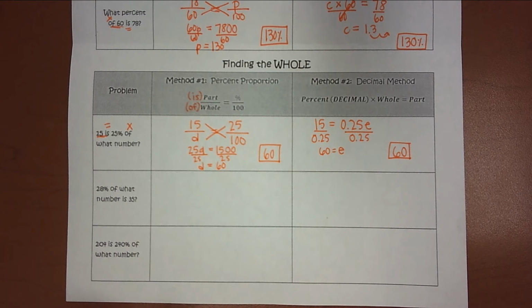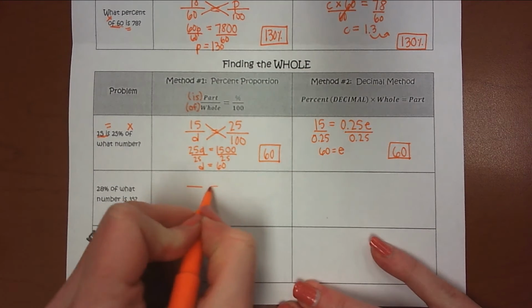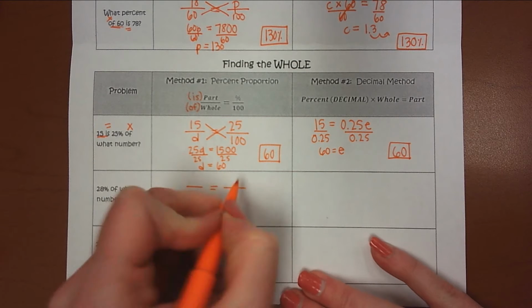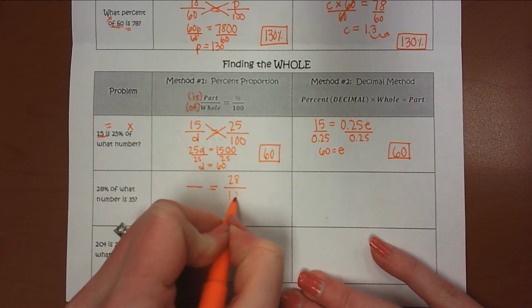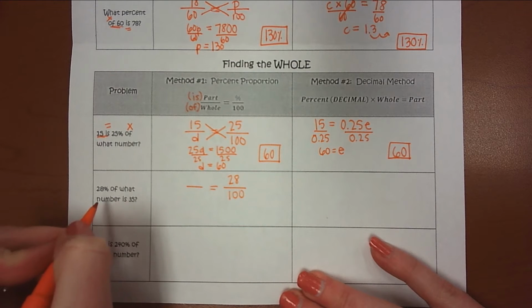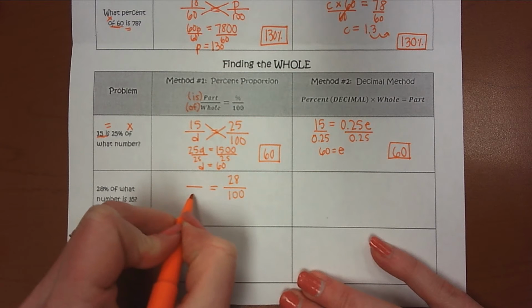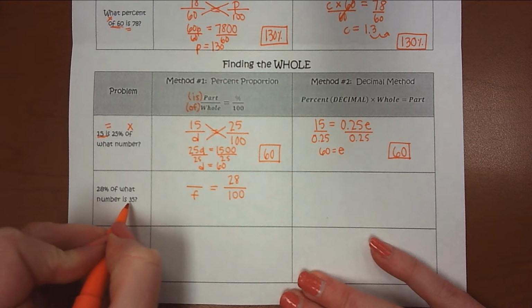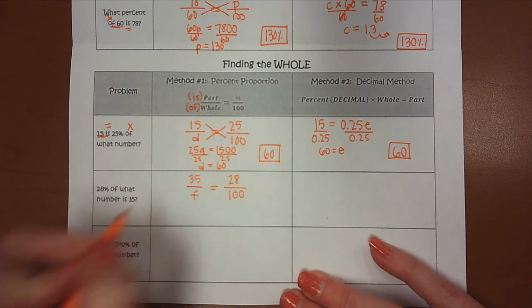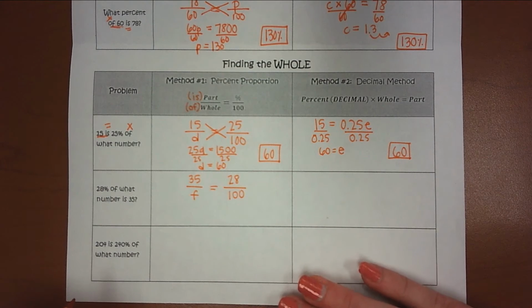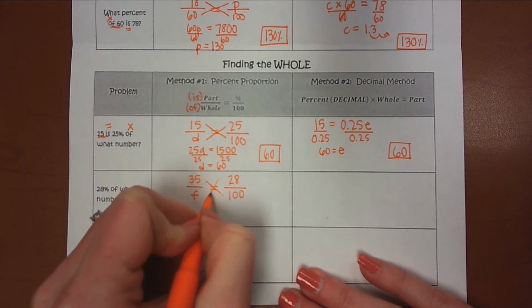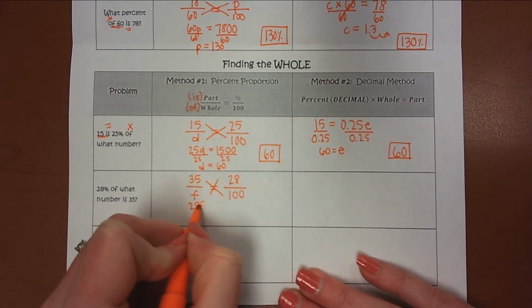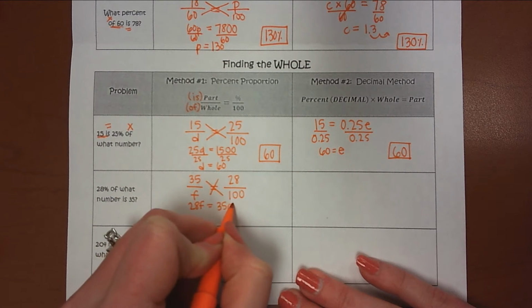So hopefully at this point in time, you've tried these last two, and now you're just checking. The percent proportion says 28% goes over 100. Of what number? Of is my whole, so I don't know what my whole is. I'm going to put a letter F in as my variable. And then is 35, 35 is my part, which goes in my numerator of my first fraction.